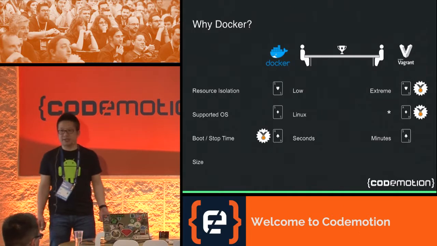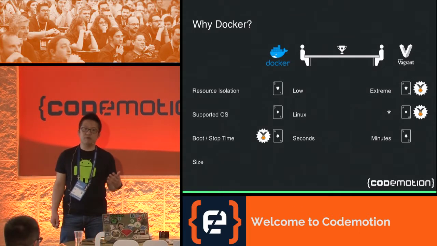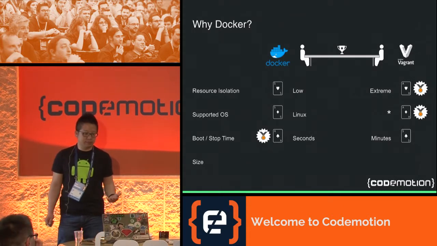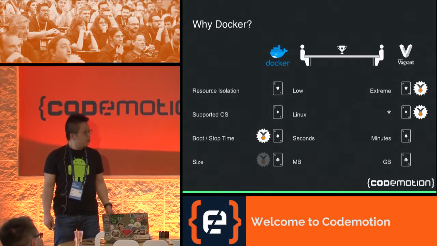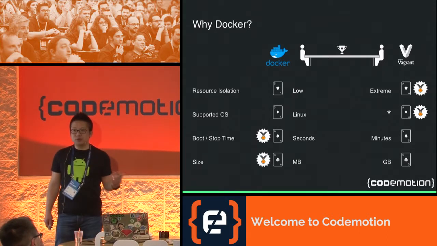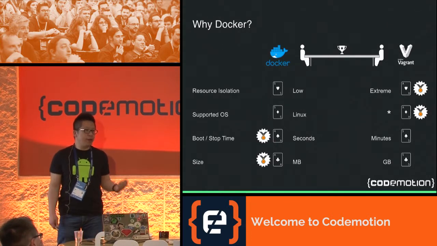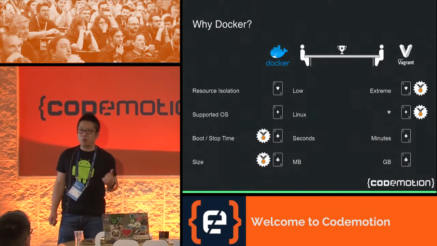And the last one is the size. Again, it's because of the hypervisor overhead. So in the end, I would say it's a deuce after 4 rounds. Not really a winner, but we decided to go for Docker. Why?